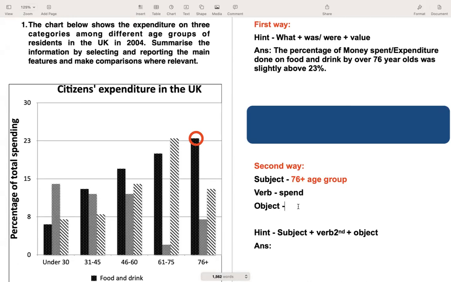So what are they spending? The action is done on the object. The object is where the action is done. So the object is going to be money, but how much money? Not all the money. They're spending 23% of money. Is it clear? And because it's past, it's 2004, our verb will be the second form, not the first form. So can you make the sentence now?